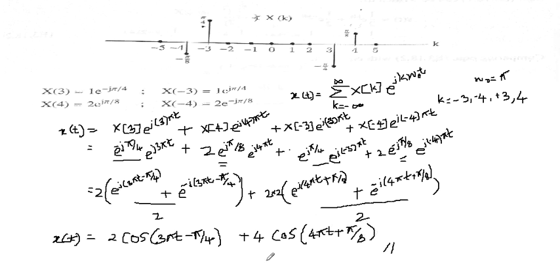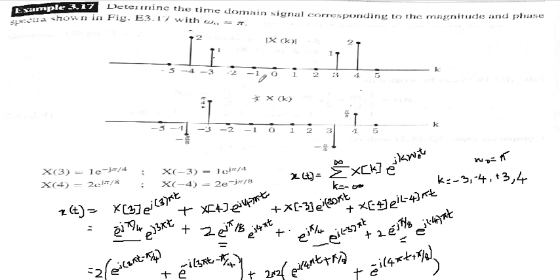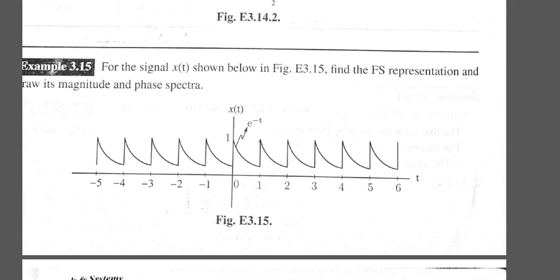So this is our time domain signal, and if we go in a reverse fashion with the known process as we have learned, by expanding this we arrive at the magnitude and phase spectra. You can check it. Now let's solve this problem, wherein the signal x of t as given in the figure is a continuous time periodic signal. We have to find its magnitude and phase spectra.